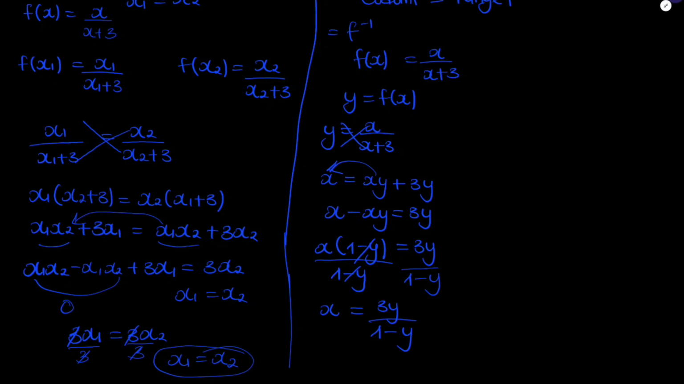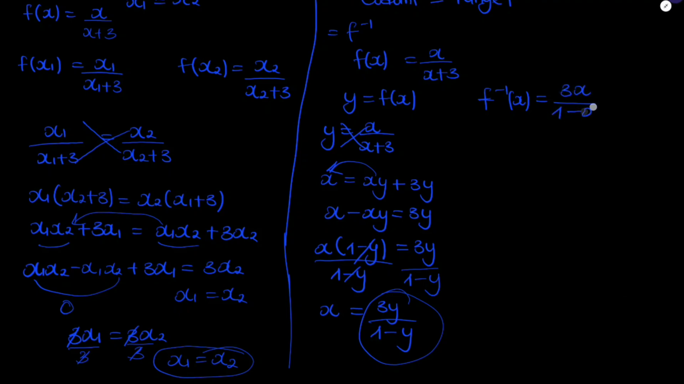So now we are going to replace y with x everywhere. So at that point, we can just conclude that our f inverse of x is, replacing every y here with x, 3x on 1 minus x. So that is our inverse of f.